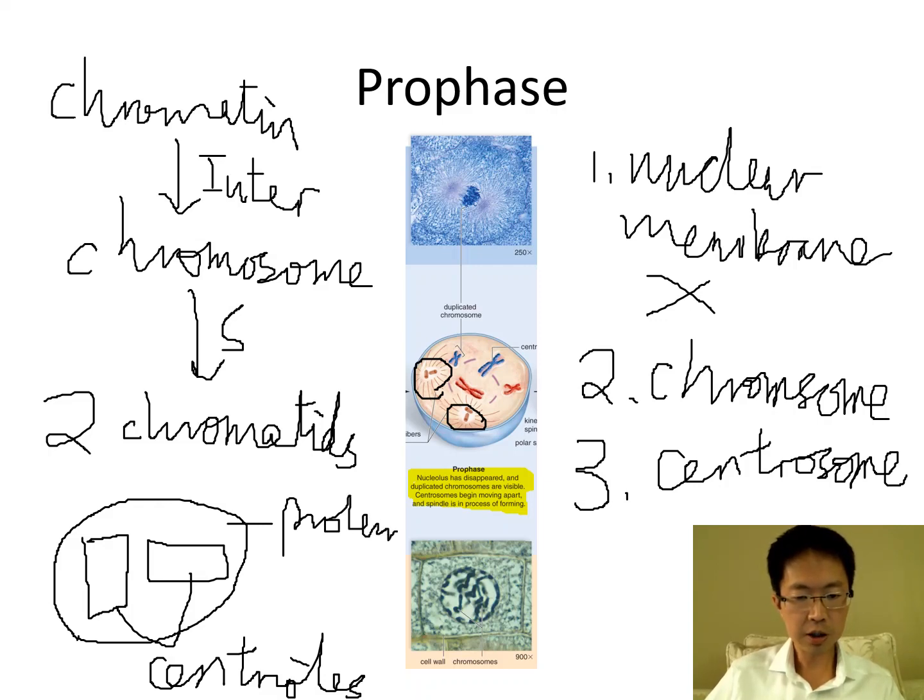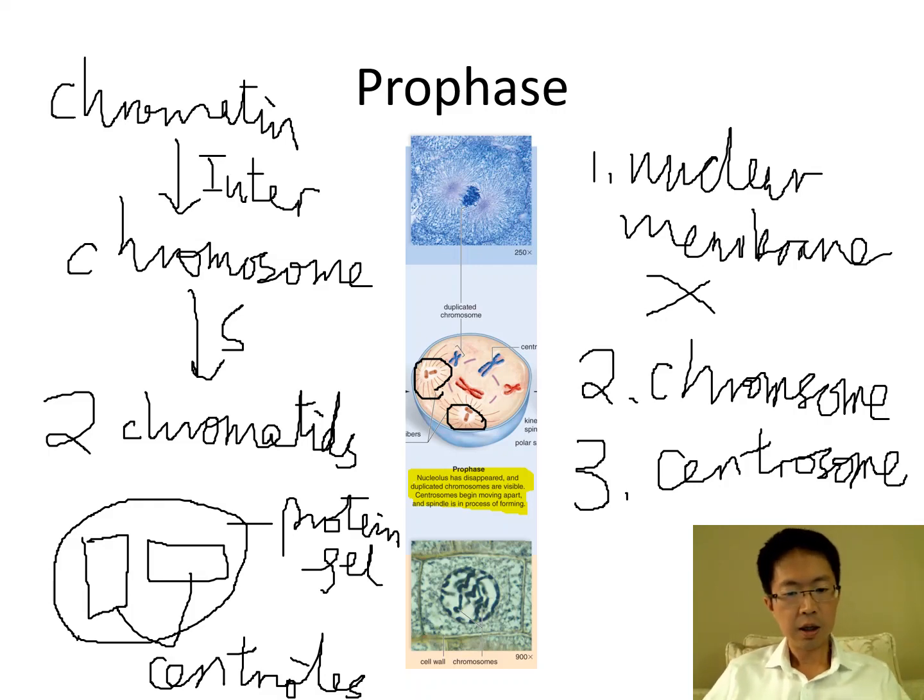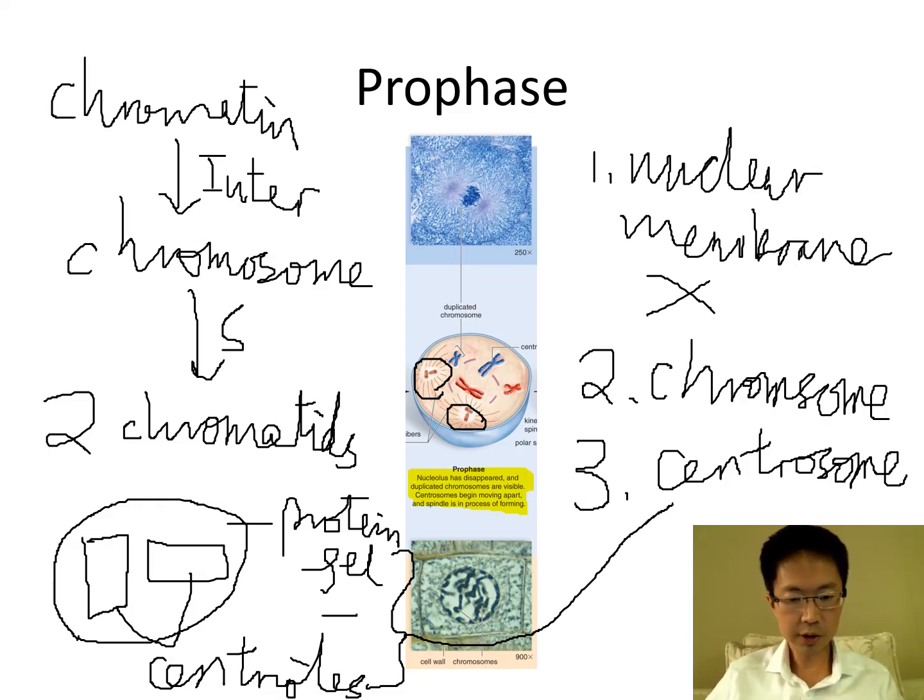The protein gel kind of group them together, and when you have all these together, we call it centrosome. When protein gel and the two centrioles together, then we call it centrosome. So now I hope you understand the relationship.